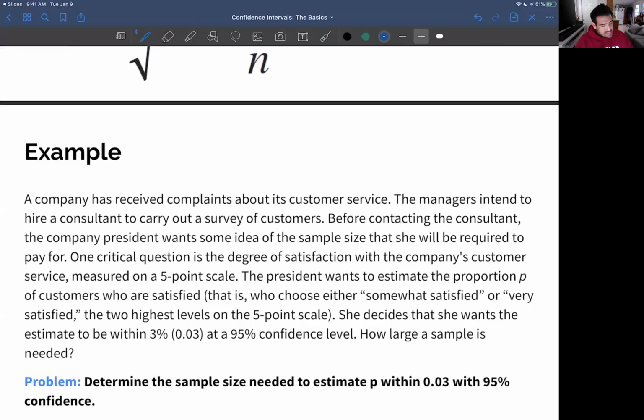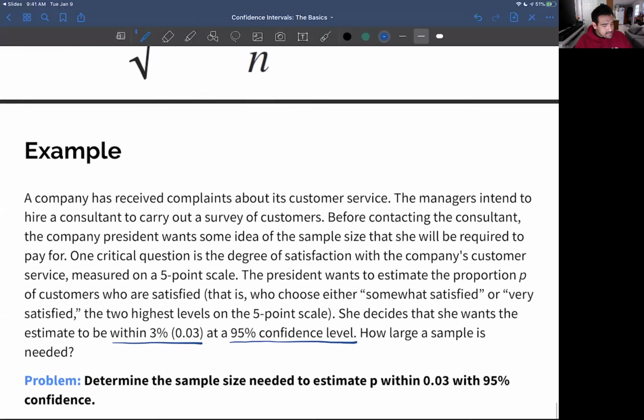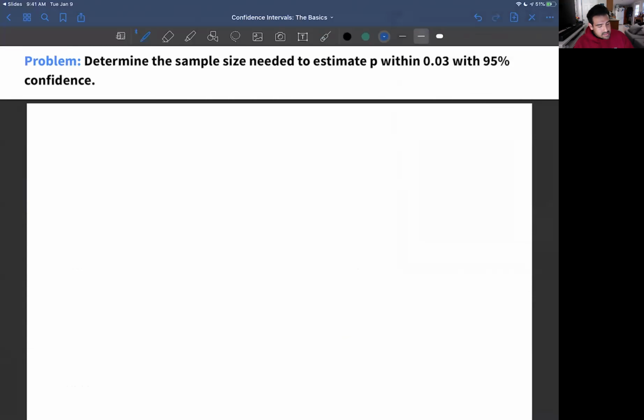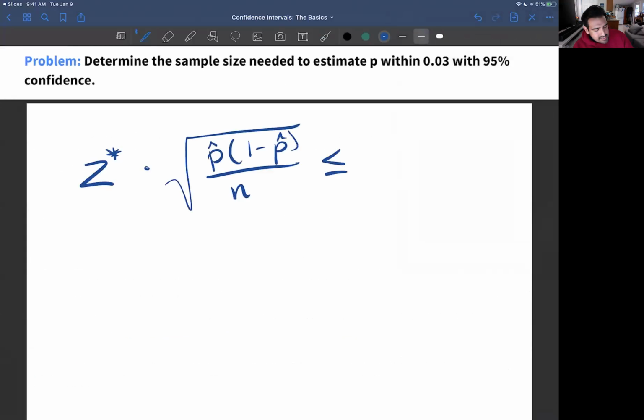She decides that she wants to have the estimate be within 3% at a 95% confidence level. How large of a sample is needed? So our problem is to determine the sample size needed to estimate a proportion within a 3% margin of error with a 95% level of confidence. Well, remember, our critical value times our standard error, we need that to be less than or equal to the margin of error that we're looking for.